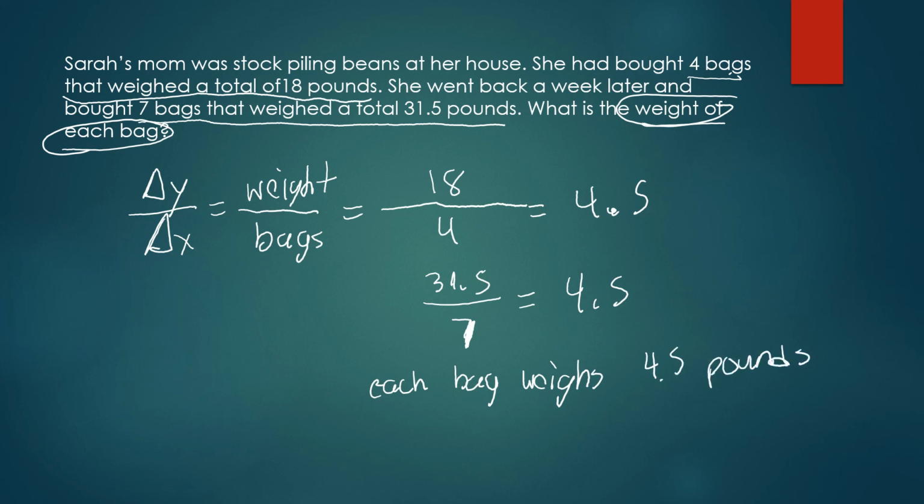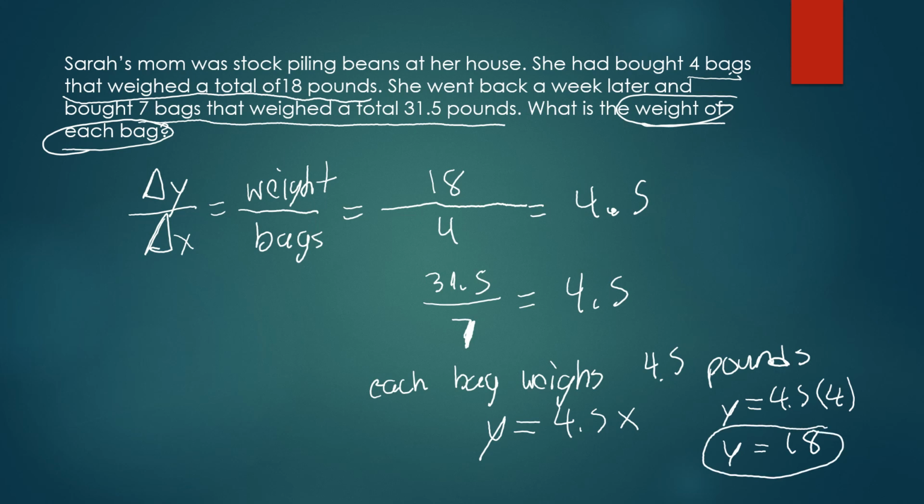pounds. So if you wanted to write your equation for this one, it would have been y is equal to 4.5 times x. And if you wanted to check your work, you could just do y is equal to 4.5 times 4, which gives us 18. Y equals 18, so that matches our original problem, so that is good.